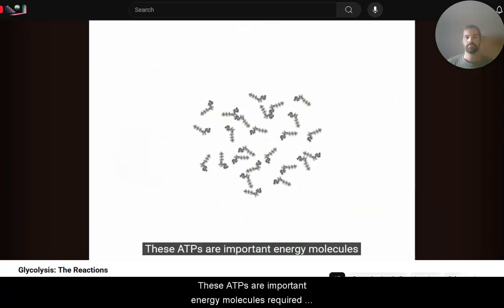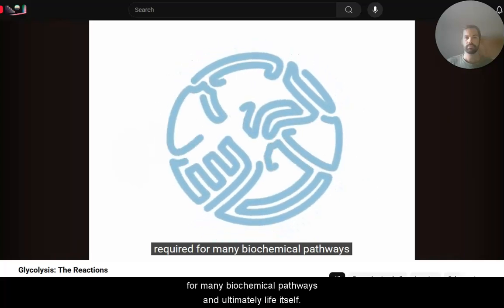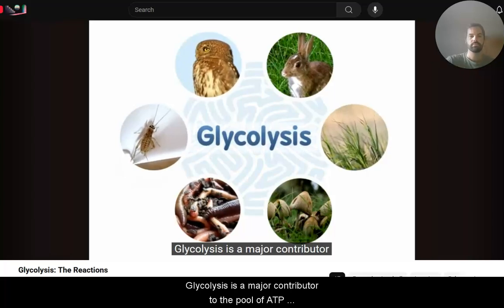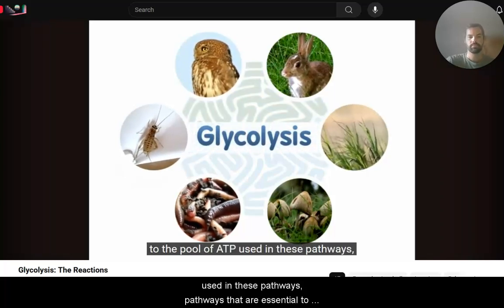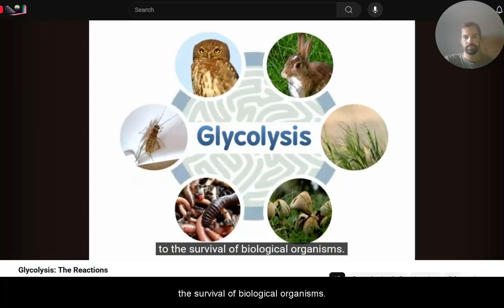These ATPs are important energy molecules required for many biochemical pathways and ultimately life itself. Glycolysis is a major contributor to the pool of ATP used in these pathways that are essential to the survival of biological organisms.